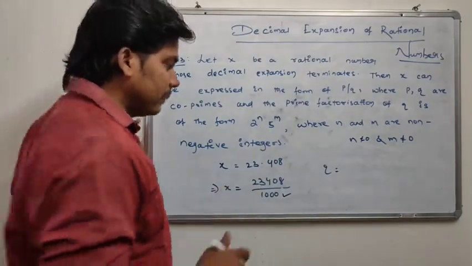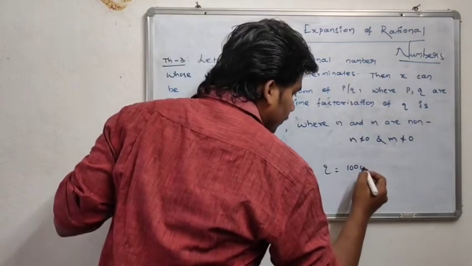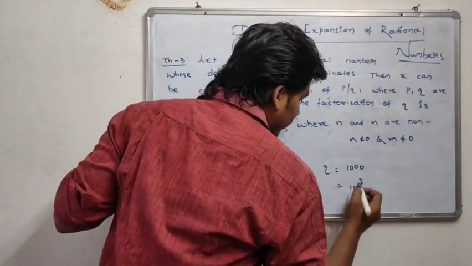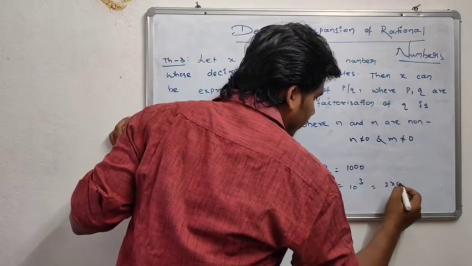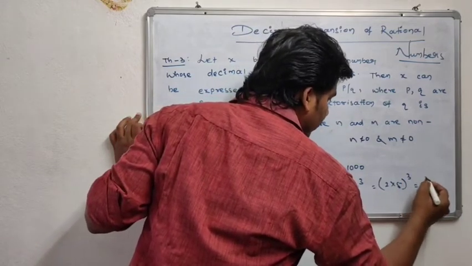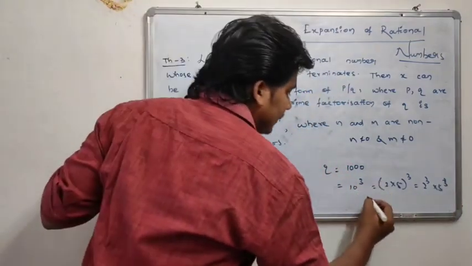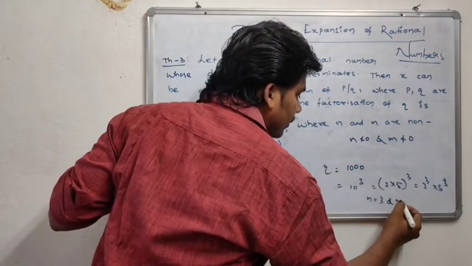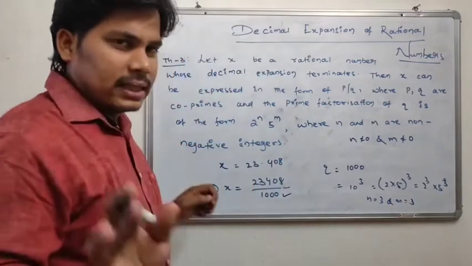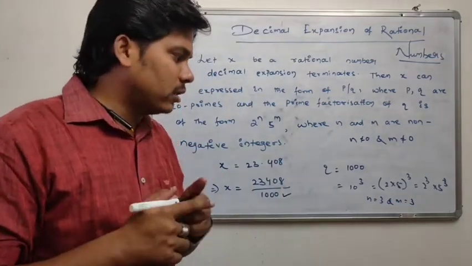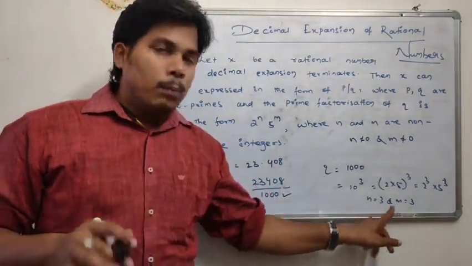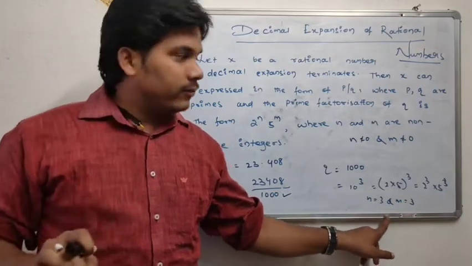But here what will it represent? q is 1000, which is 10 power 3, that is 2 into 5 power 3, so 2 power 3 into 5 power 3. See here, n is 3 and m is 3. Both are equal. That's not a topic for discussion. The point of discussion is that n and m are both non-negative integers.